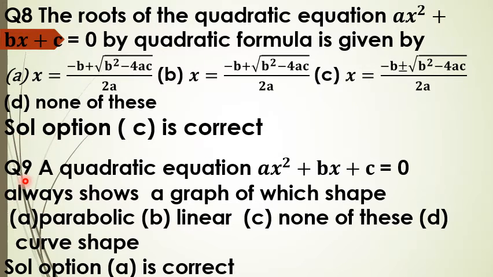Now let us come to question number 9. A quadratic equation ax square plus bx plus c equals 0 always shows a graph of which shape? As we know, we have studied the quadratic polynomial, and a quadratic polynomial is also called a quadratic equation when it equals 0. So a quadratic polynomial always shows a parabolic shape graph. So for the quadratic equation we always have a graph which is of parabolic shape. So for this option A is correct.